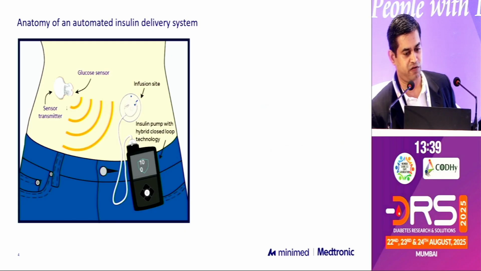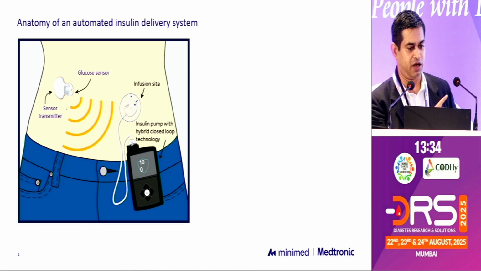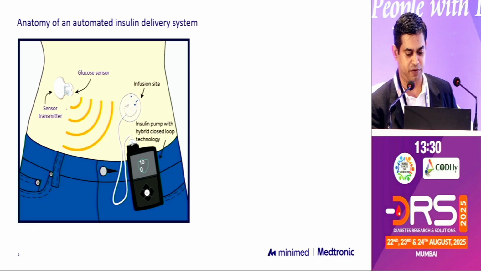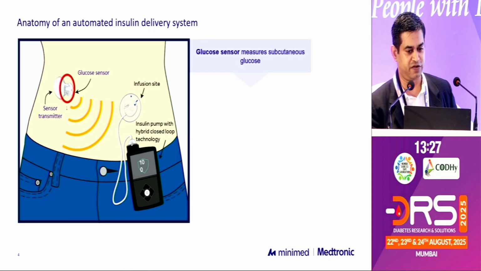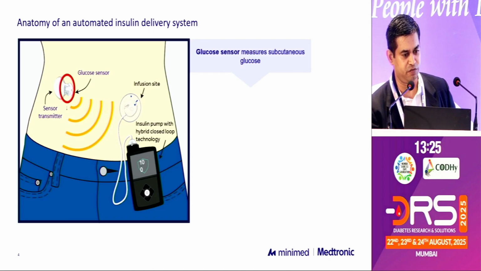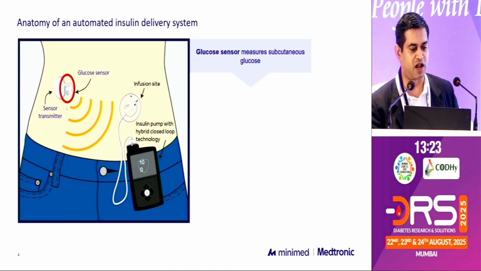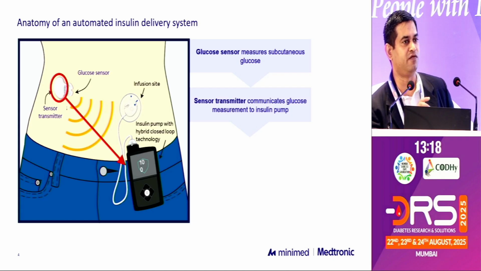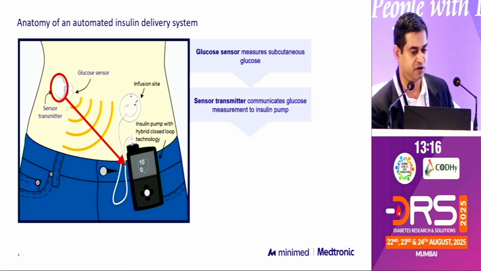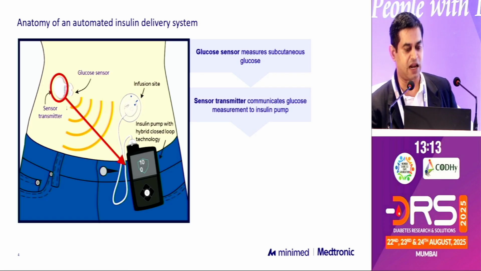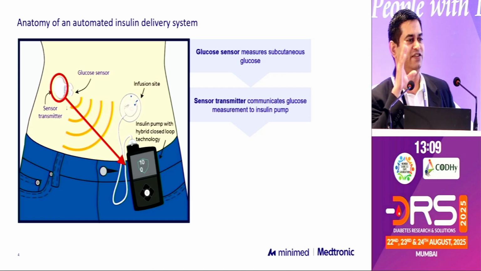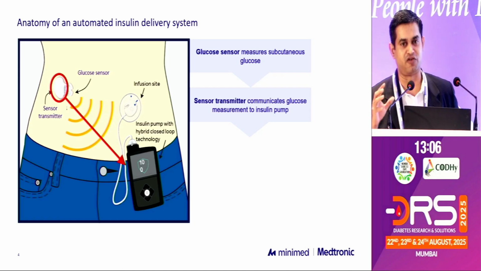Now this is how it looks if it is a wired insulin pump. You have a sensor, transmitter, glucose sensor, and infusion site, and the pump. First, the glucose is measured from the subcutaneous tissue by the sensor. Through the transmitter, it is transmitted to the device. So this basically works as data for the algorithm to work. Depending on the sensor glucose data, the algorithm then does all the khichdi based on whatever data it has.